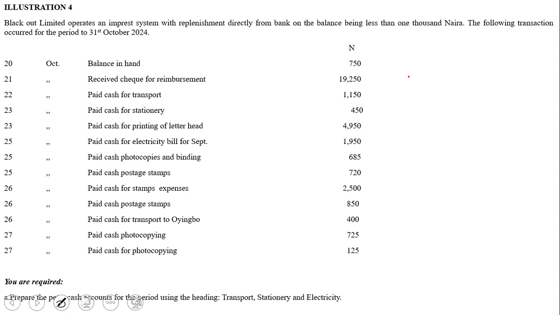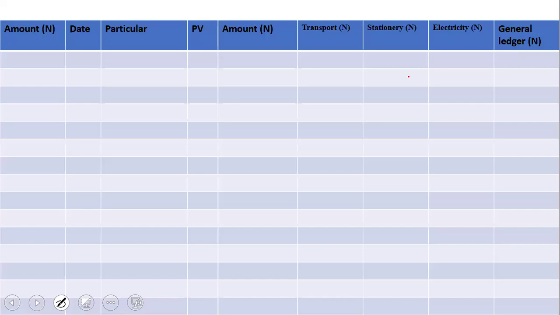Blackout Limited operates an imprest system. It's a company we all know. The question was actually done when we had the national grid as an issue, so that's why I'm putting this up, just to reiterate. Now, Blackout had this, and you can see it's for one week. What do we want to do? We're required to prepare the imprest. So what's the name of this company? Blackout.